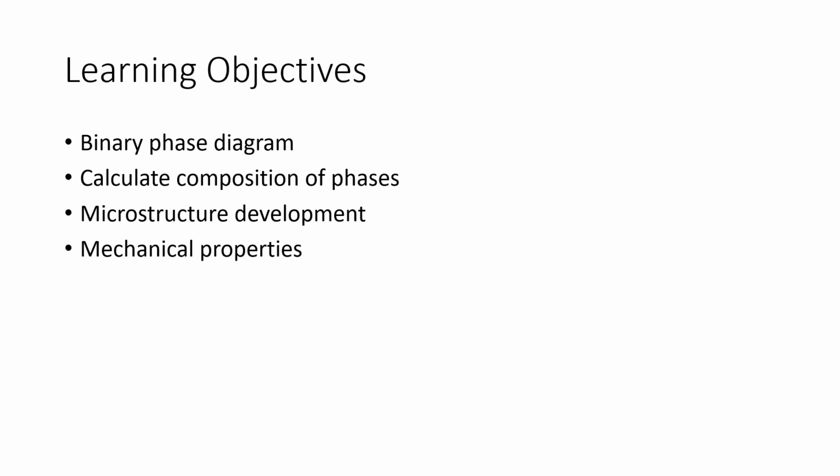Assalamu alaikum students. Our learning objectives in this class are: what is a binary phase diagram or binary isomorphous system, calculating the composition of phases using the tie line and lever rule, which was previously discussed. What is the microstructure and how is the microstructure developed when we cool down at different compositions, and what is the effect of the composition on the mechanical properties of the different alloys.